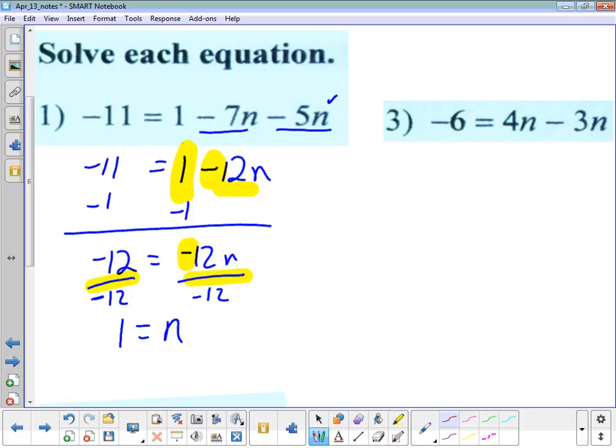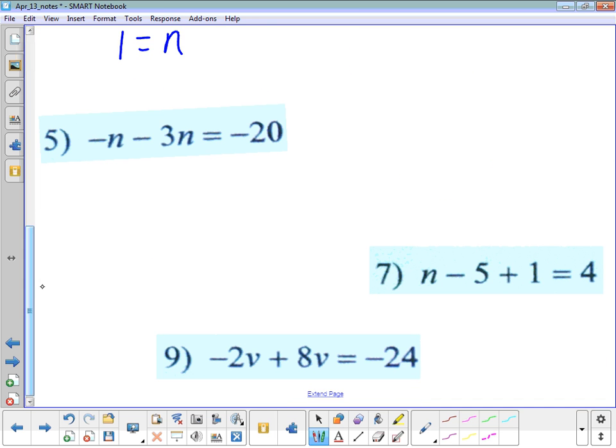Okay, let's look at problem number 3 now. I've got negative 6 equals 4n minus 3n. Again, I have like terms here, and I want to deal with them. I've got the negative 6, not going to do anything with it. 4n take away 3n would leave me with an n. Guess what? That's our solution. We don't have to do anything more because I already have a single variable where the coefficient is 1. Okay, let's look at a couple more problems. I've got problems 5, 7, and 9 yet to deal with.